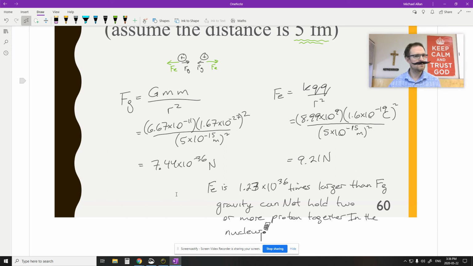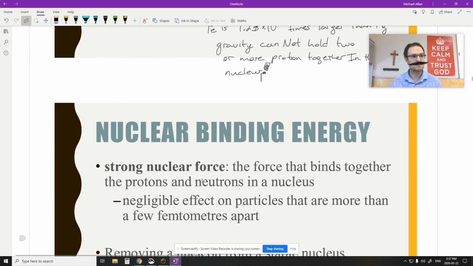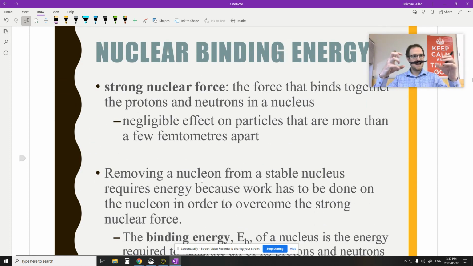The problem is, if there was a force so strong that it has to overcome Fe, then wouldn't that overcome Fe everywhere and everything would just kind of clump together all the time? Well, experiments show that once you're past about 15 or so femtometers, once you're outside the atom, this new force just kind of disappears, right? If you're a little bit more than a few femtometers apart, it drops off significantly and it's gone, right?